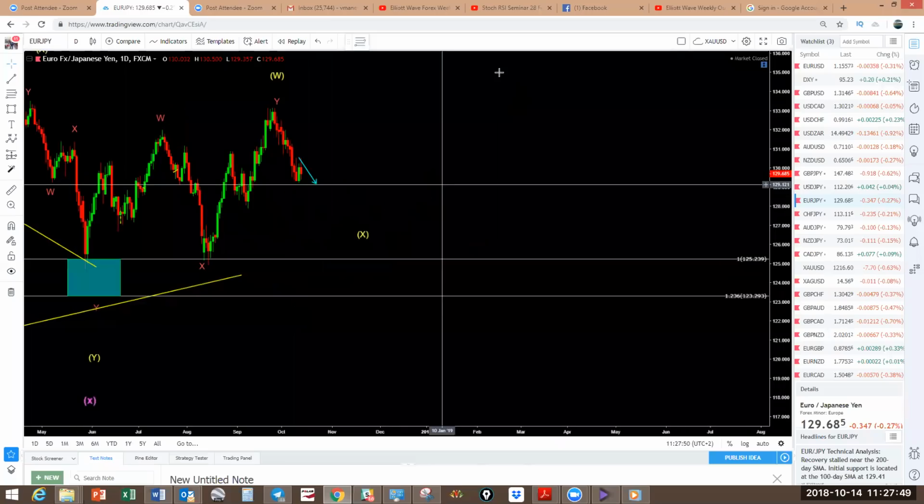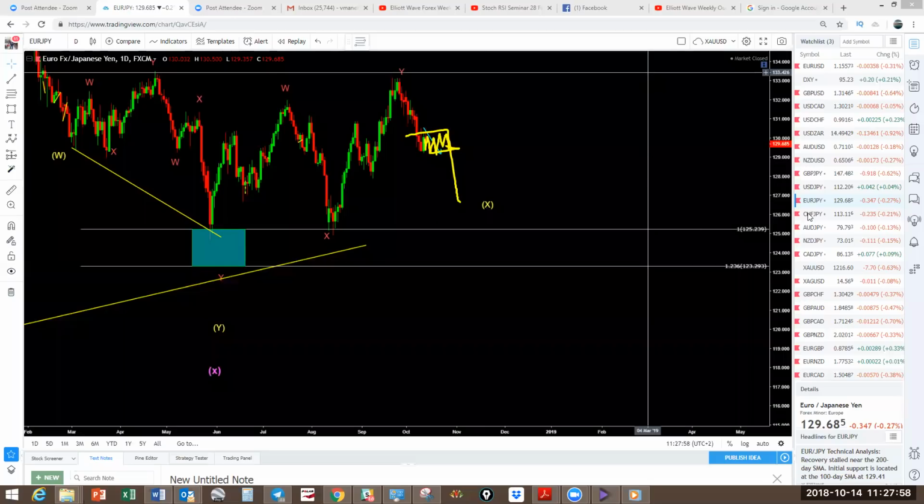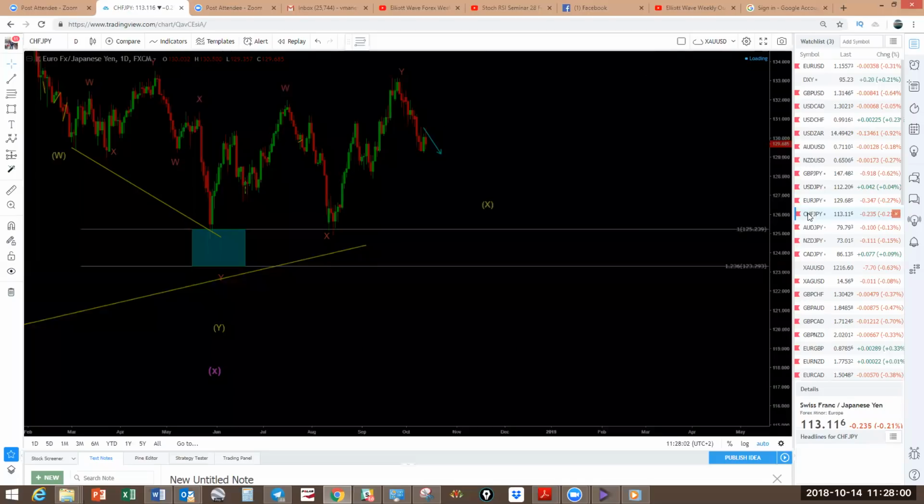You need to get this corrective structure here for further downside. Let's see how that comes along. Chief Yen.